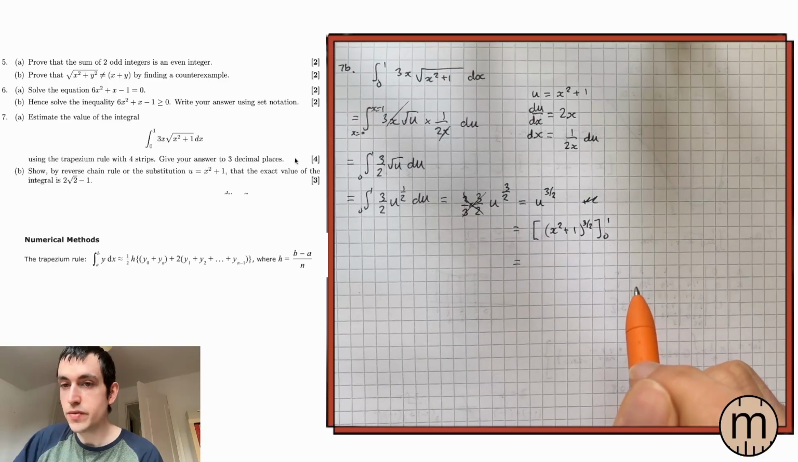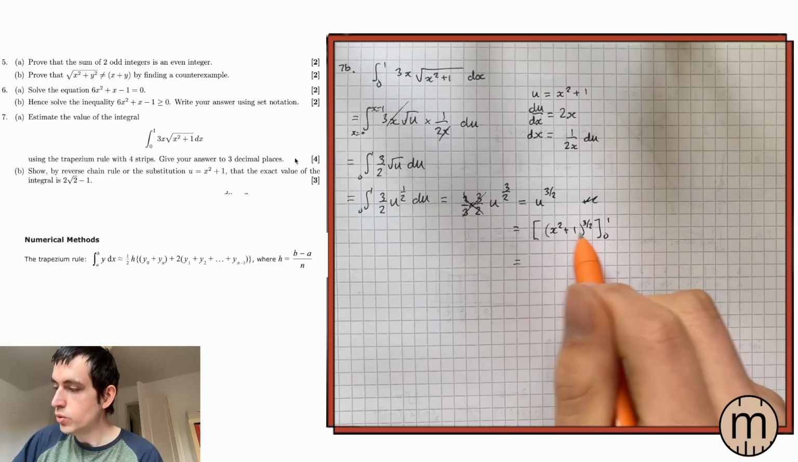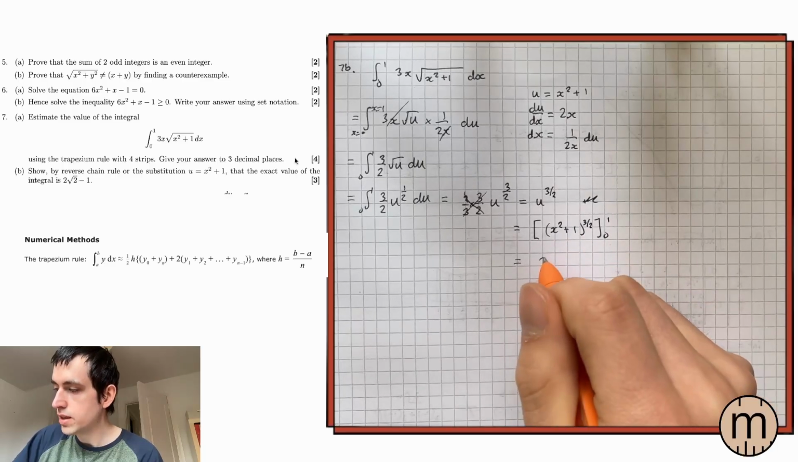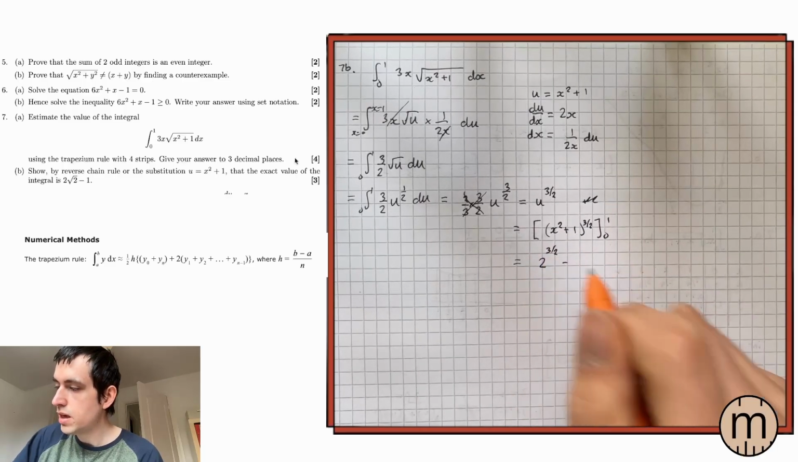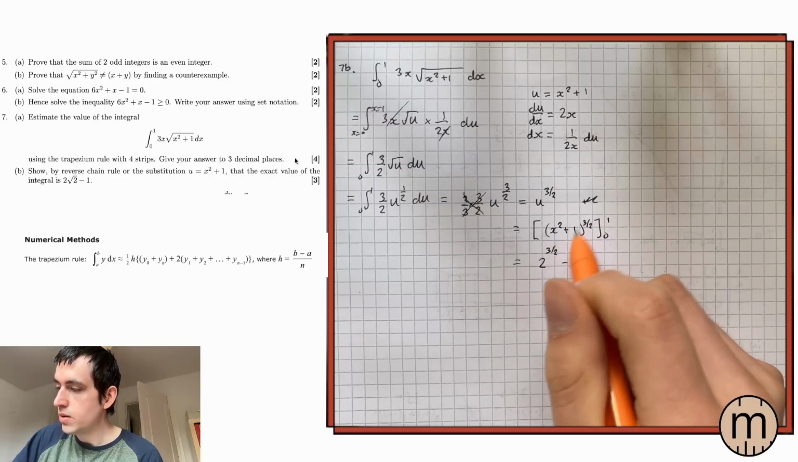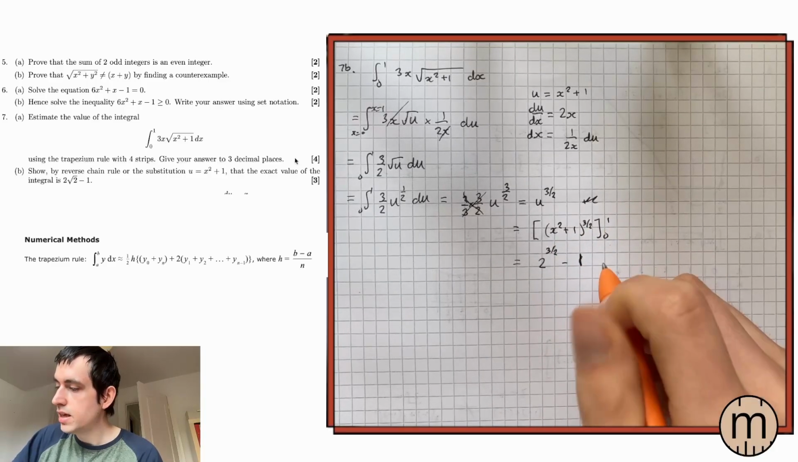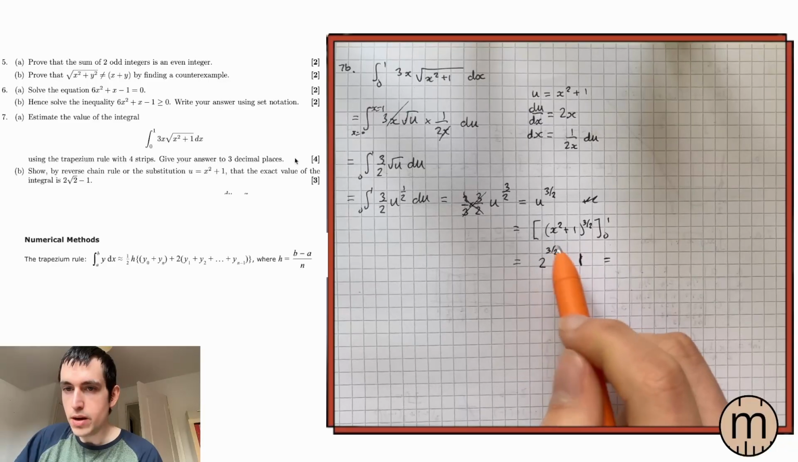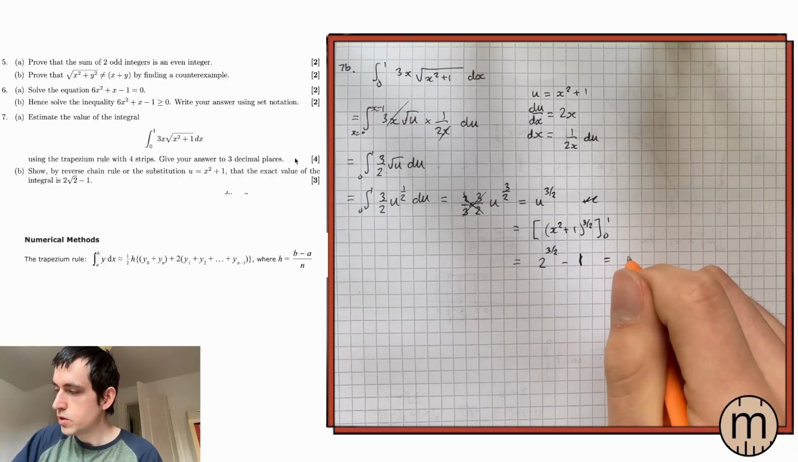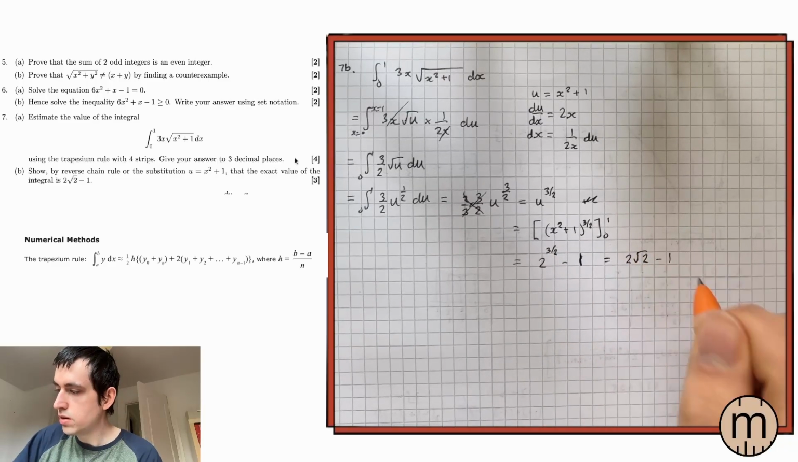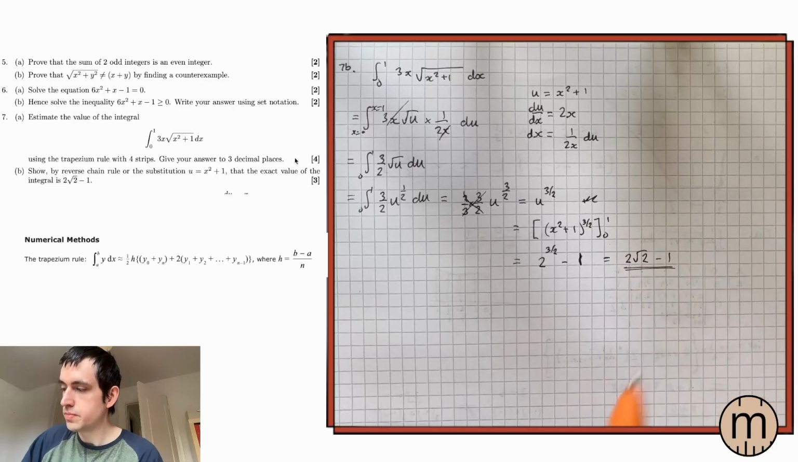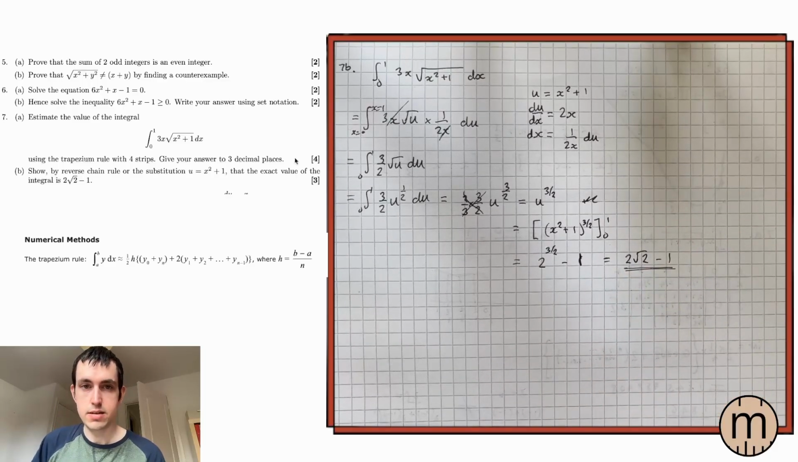So the exact value of the integral is going to be 1 squared plus 1 is 2. That's 2 to the power of 3 over 2. Minus, that's going to be 1 to the power of 3 over 2, so just 1. But this power over 2 represents a square root. So this is actually 2 root 2 minus 1. And that's the exact answer. Oh, and it's in the question. I didn't even see that. 2 root 2 minus 1.